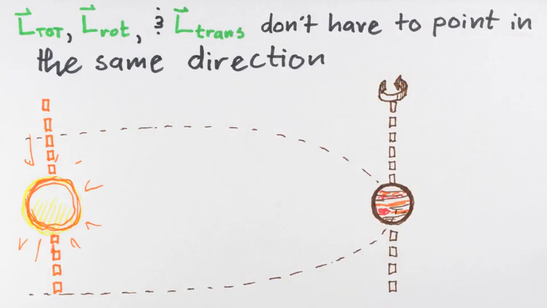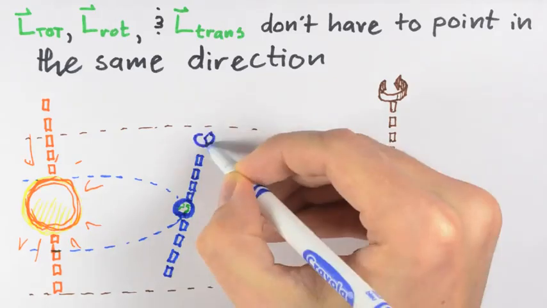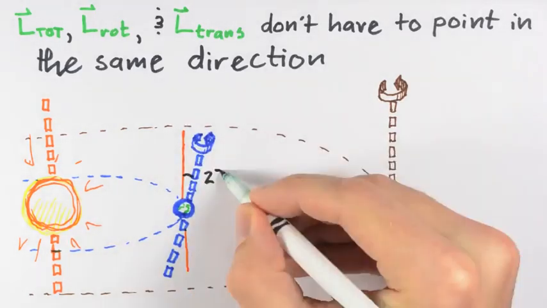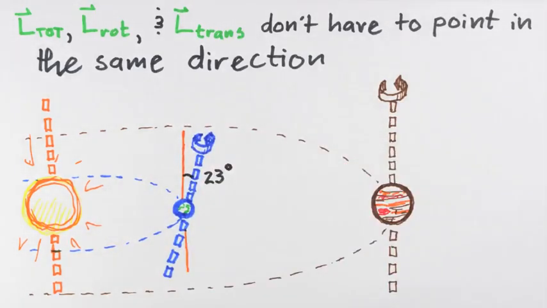However, there are other cases where the direction of the rotational angular momentum is quite different from the translational angular momentum. For example, the Earth's rotation axis is tilted about 23 degrees from the direction of the orbital axis. And so it's quite possible to have physical situations where the total angular momentum, the translational angular momentum, and the rotational angular momentum do not all point in the same direction.